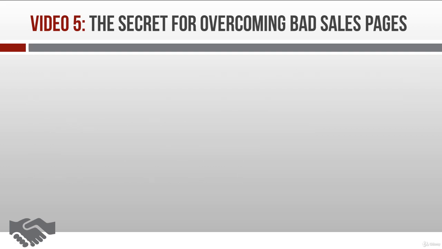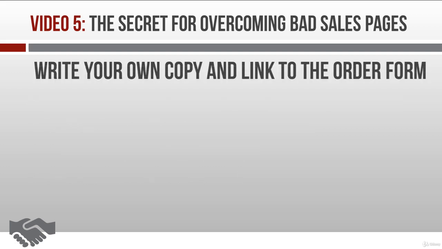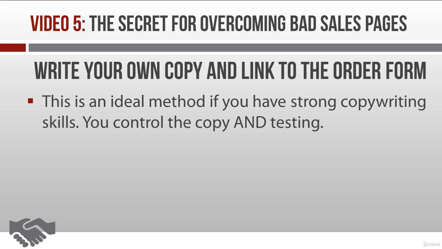Another trick for overcoming a poor sales letter is to write your own sales copy and then link directly to the order form. If you've got some mad copy skills, then this is a great way to overcome a poor sales letter. All you have to do is paste your own sales letter on your website, then link directly to the vendor's order form. In other words, you completely bypass the vendor's awful sales letter. Not only that, but since you control the sales copy, you also get to test your own letter to improve the conversion rate. And that's a pretty big deal, okay?